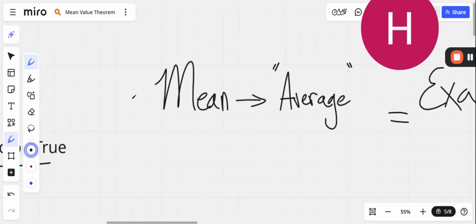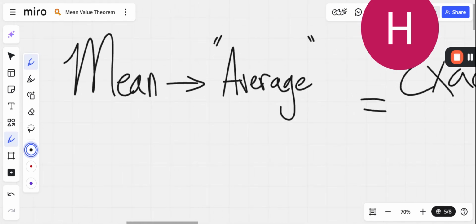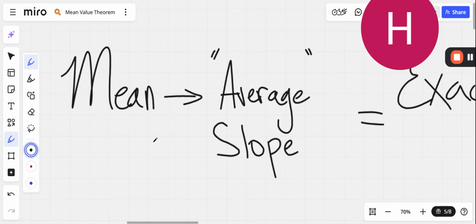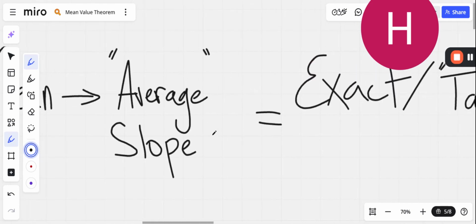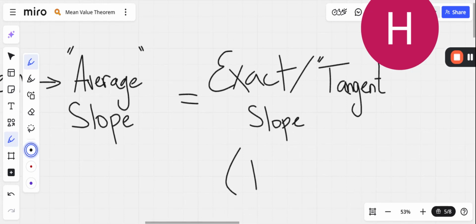So we use this word mean in mathematics. What does mean normally mean? Well, mean normally means average here. So average, what are we talking about? Well, we're talking about derivatives, which is a slope. So we're really talking about the average slope, and that's why it's called the mean value theorem. It's saying that the average value of the slope, in other words, the average slope, is at some point equal to the exact or tangent slope, which we also just call the derivative at a point, maybe you would say.